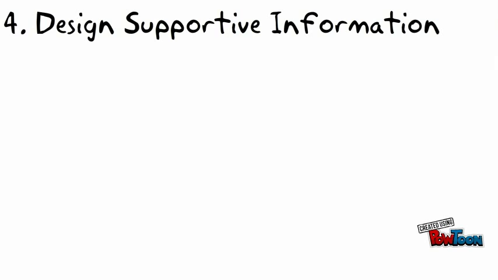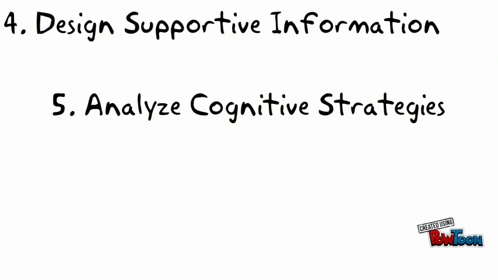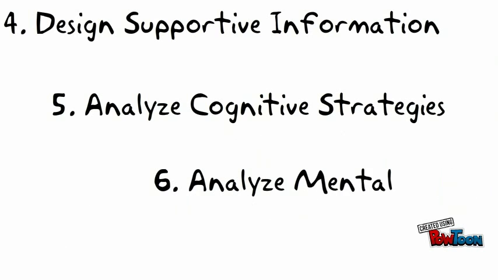Ultimately, the supportive information component is comprised of three steps: designing supportive information that learners will use through their learning task, analyzing the cognitive strategies that proficient task performers use when presented with task classes, and analyzing the mental models that describe how the domain is organized.